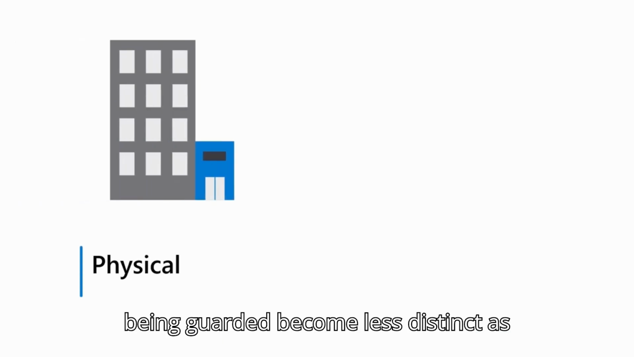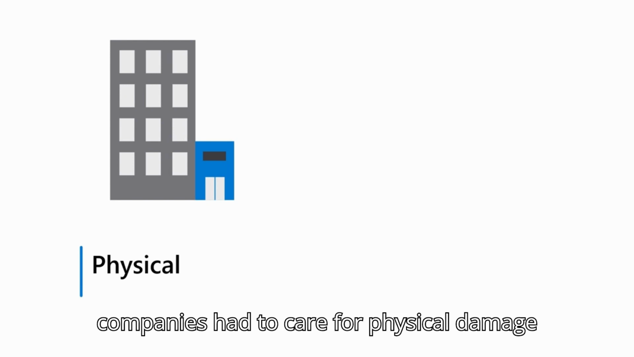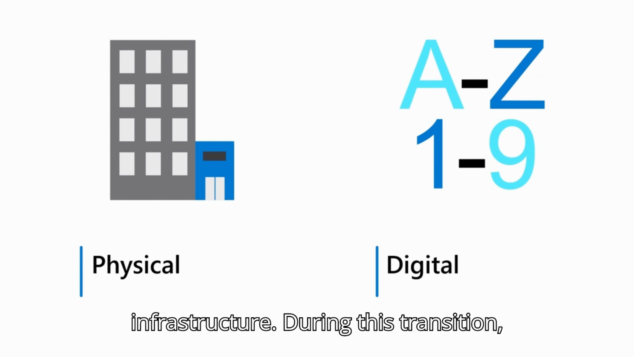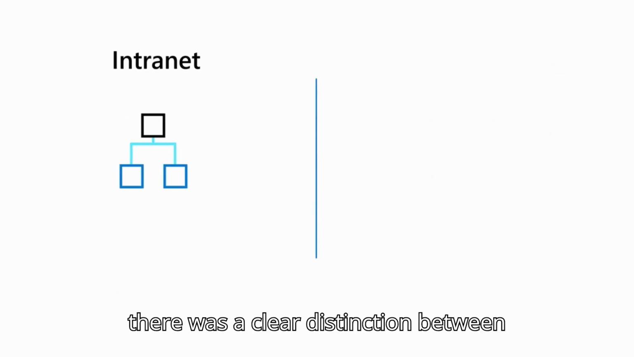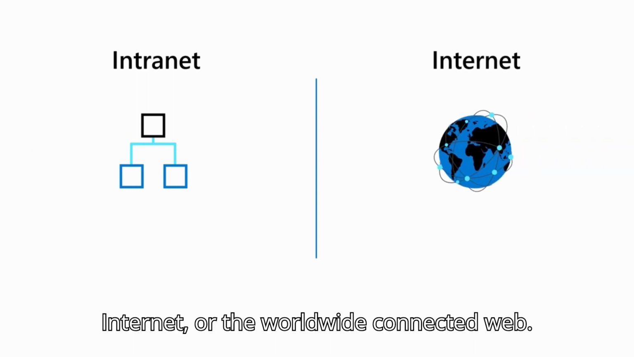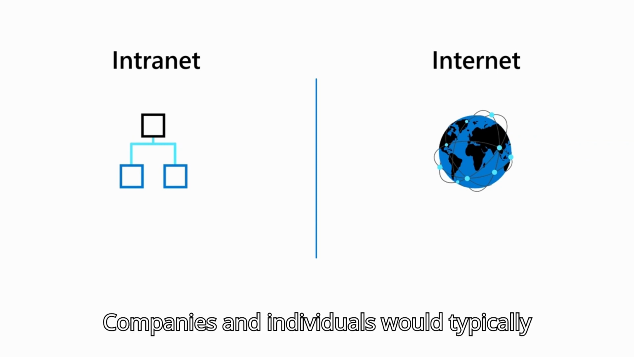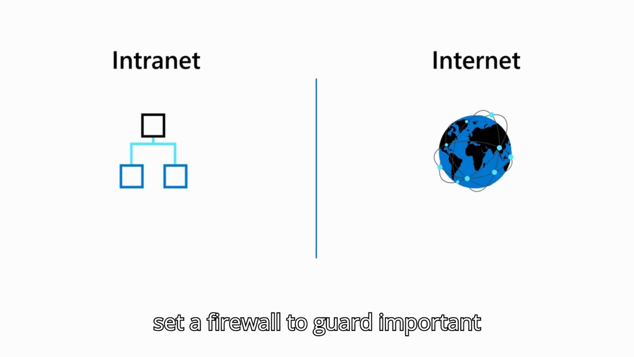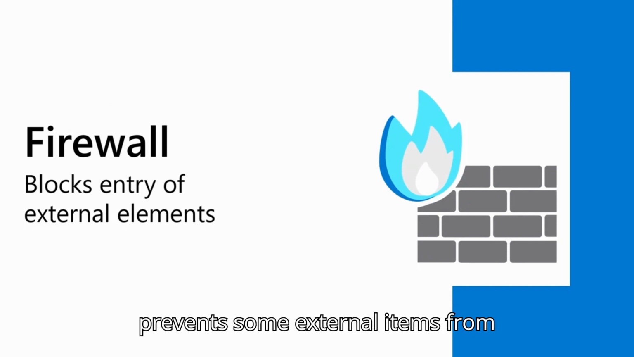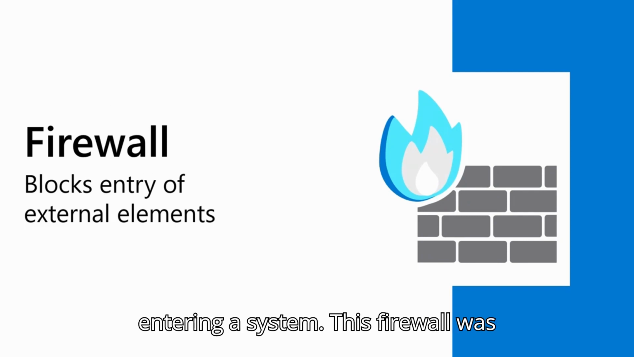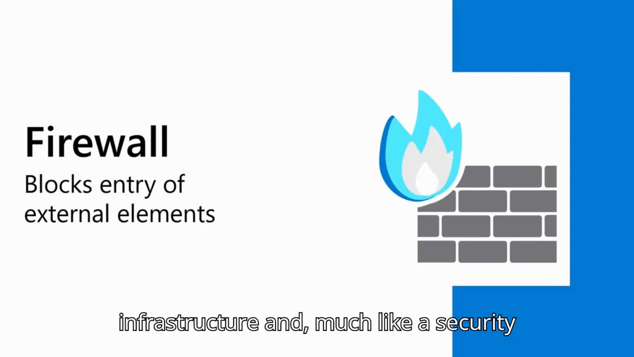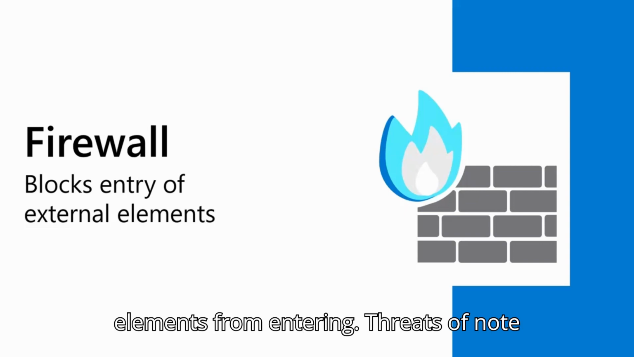The resources being guarded become less distinct as companies had to care for physical damage or theft as well as guarding information and access to a company's digital infrastructure. During this transition, there was a clear distinction between intranet, which is the internal communications of a company, and internet, or the worldwide connected web. Companies and individuals would typically set a firewall to guard important internal resources. A firewall can be defined as a block or filter that prevents some external items from entering a system. This firewall was placed at the gate of a company's digital infrastructure and, much like a security guard, prevents any potentially harmful elements from entering.